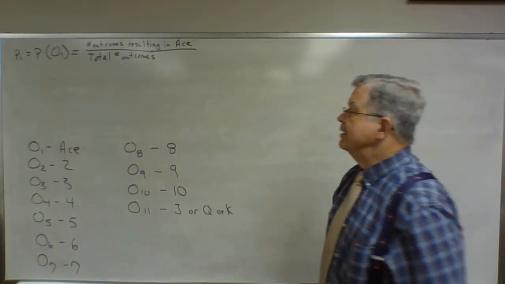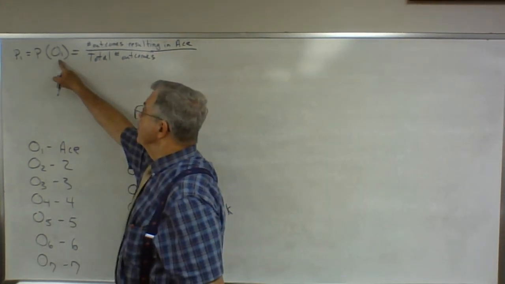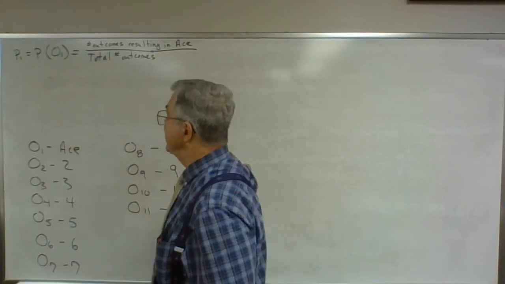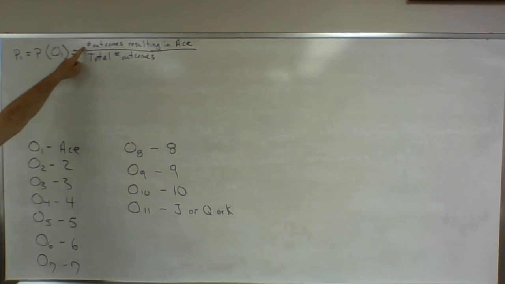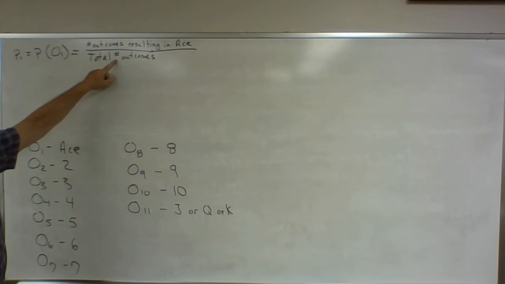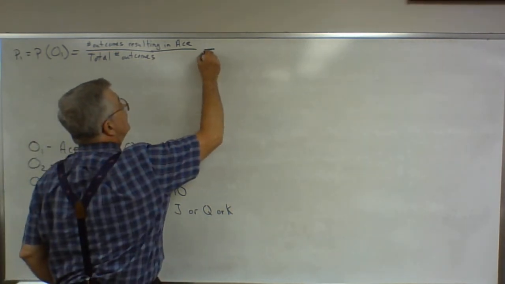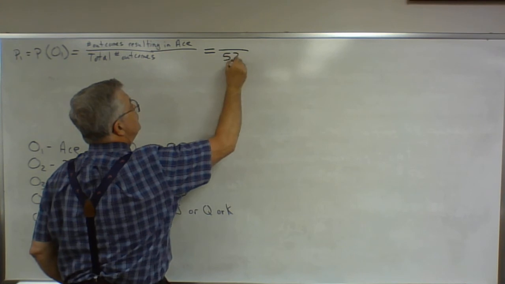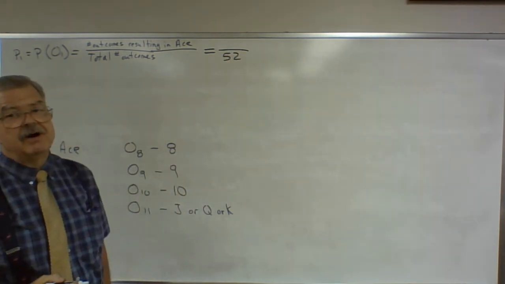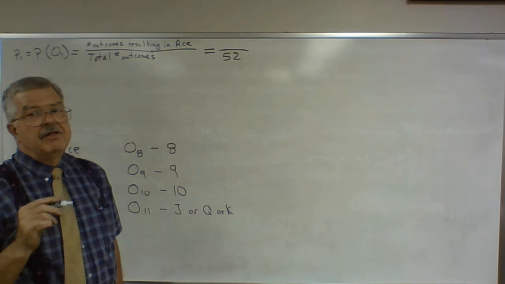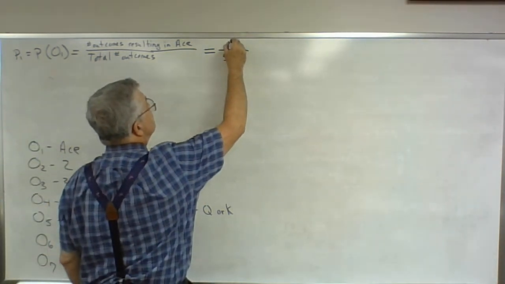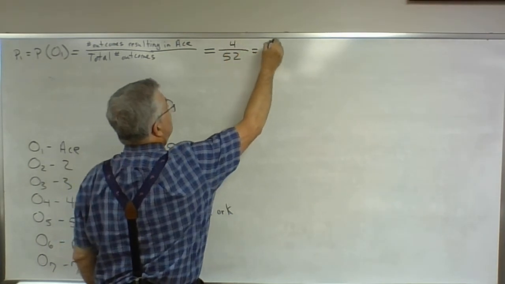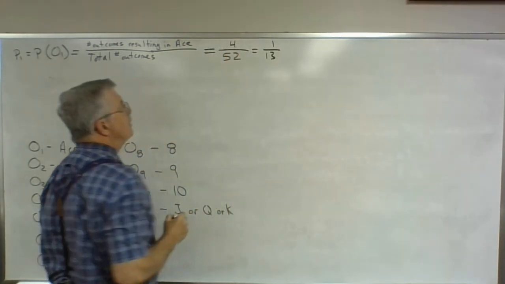Let's do P1, the probability that O1 occurs, the probability that we get an ace. That's going to be the number of outcomes resulting in an ace over the total number of outcomes. The total number of outcomes is 52. There are 52 cards in a deck. The number of outcomes that give an ace, 4. So that's 1/13.